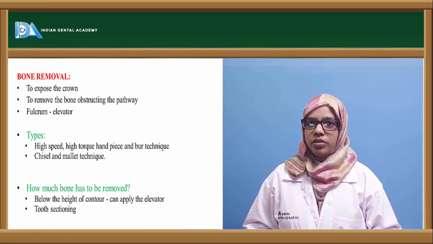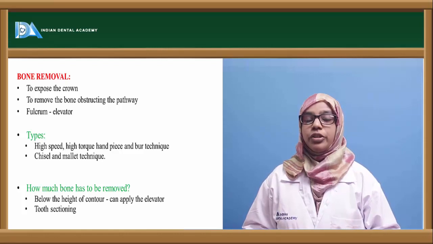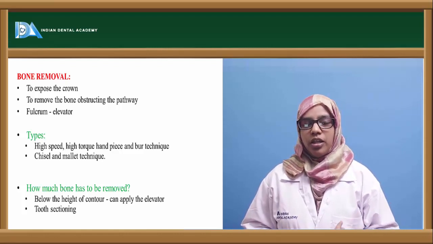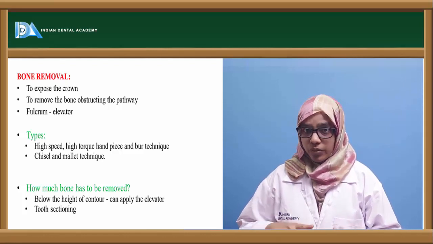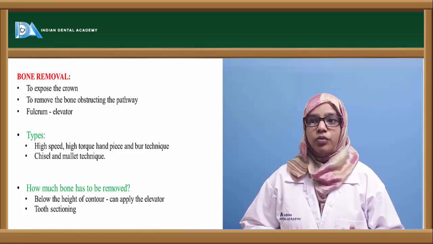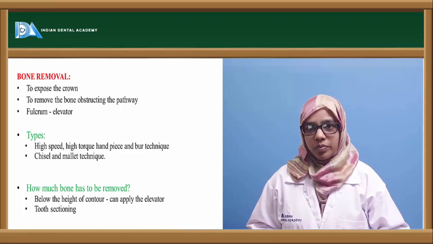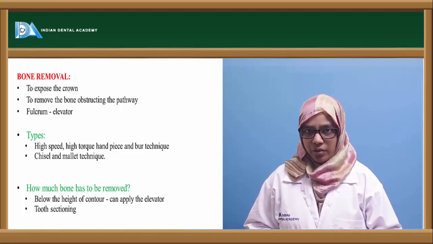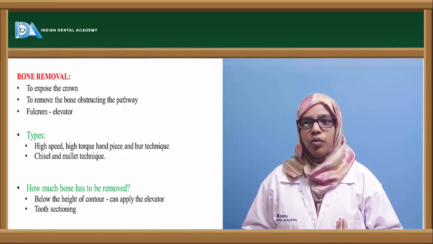After you have exposed the bone, reflected the flap, secured it properly, you need to drill the bone. Okay, now we need to drill the bone to expose the crown, to remove the bone that is obstructing the path of removal, and to form a fulcrum. Now bone drilling can be done either with a high speed, high torque handpiece and burr technique, or with a chisel and mallet technique. Now how is bone removed?